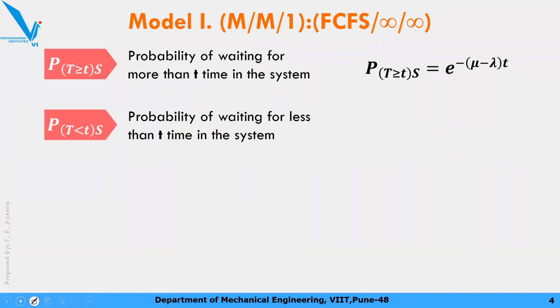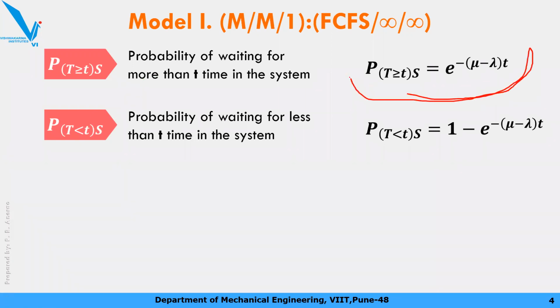Next, probability of waiting for less than t time. So the first one was greater than, and the second one is less than t time. So for that you calculate by 1 minus the earlier formula. Okay, so that is, the earlier one is the probability of spending more than that time, and if you want to calculate less, then 1 minus the probability of spending more time, right? So that will be the probability of waiting less than t time in the system.